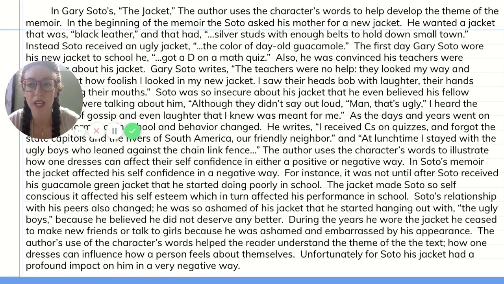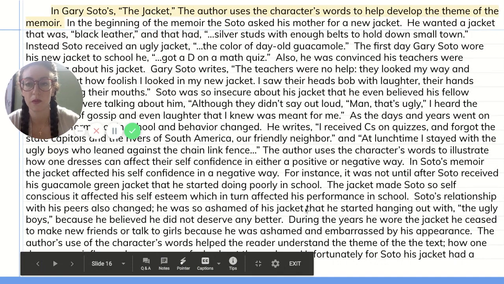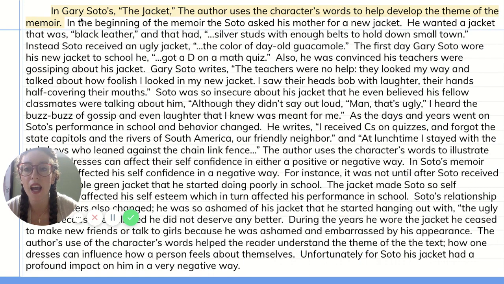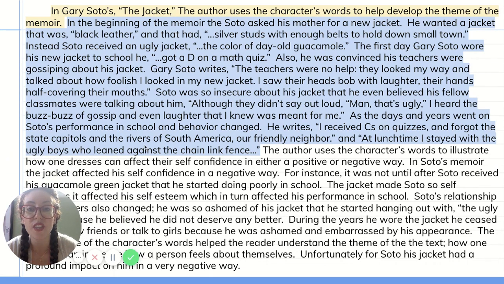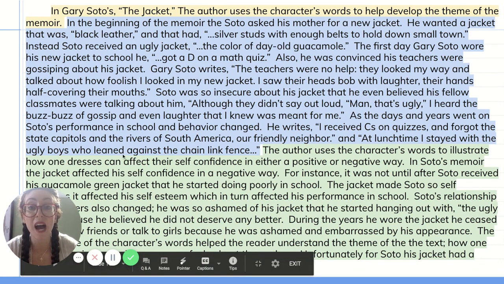So let's just recap. Highlighted in yellow is my topic sentence, the A part of my analysis, the answer. Highlighted in blue is all of the textual evidence. This is the C. I cited evidence from the text to support my answer. And then finally, what's highlighted in green is my analysis of the evidence.